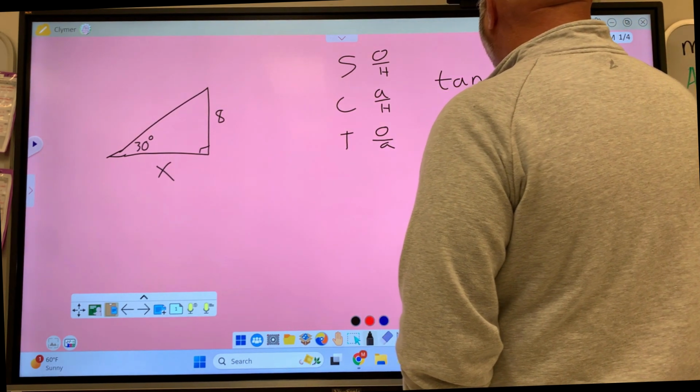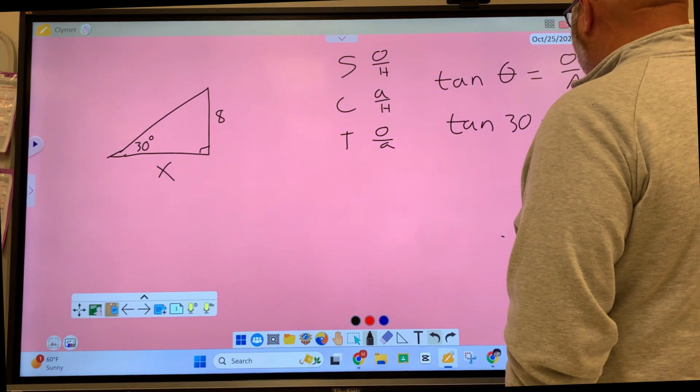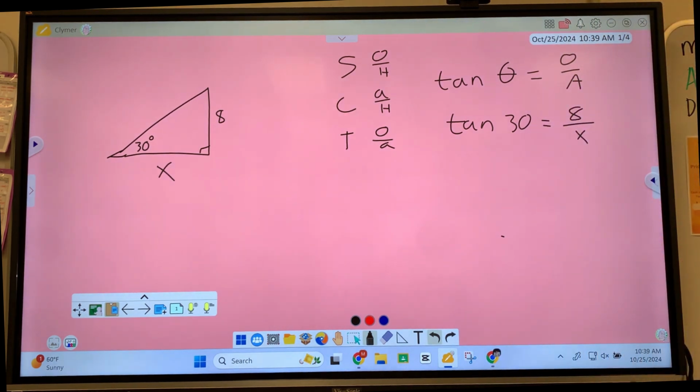Now we fill in the blanks. Tangent of 30 equals O, which is 8, over A, which is X. And now this simply becomes an algebra problem that we can figure out. In your calculator, tangent 30 is going to be some number, 0.577 or something.